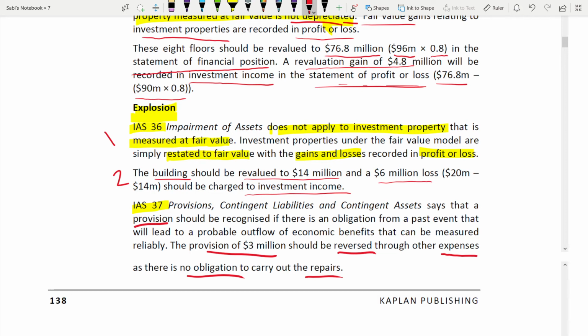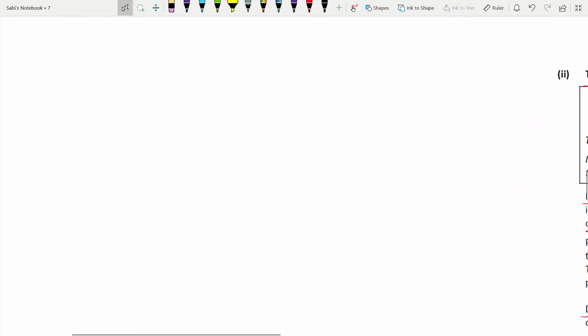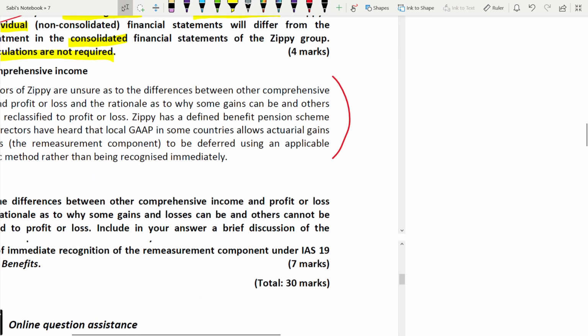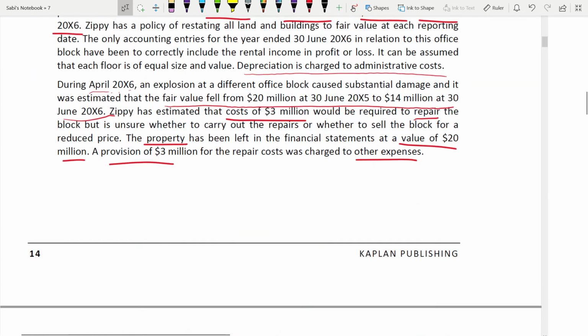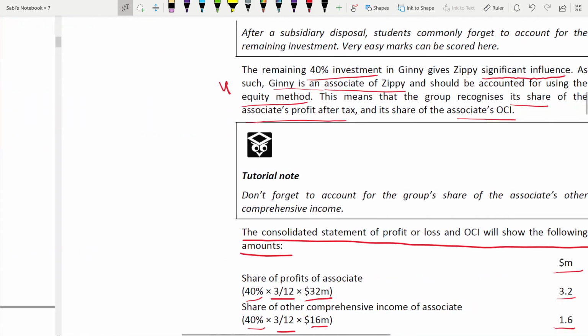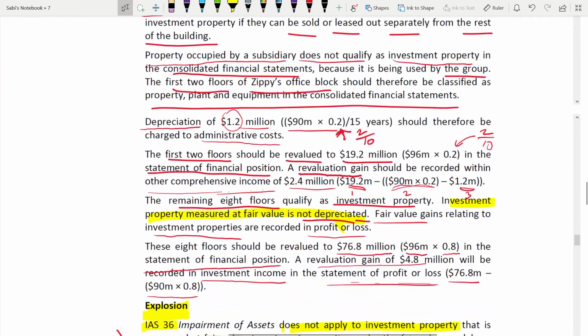We'll see where the provision is recorded. Did they give the place? Yes, provision is charged to other expenses. The last sentence I have underlined also, other expenses. Therefore, they told it needs to be reversed.